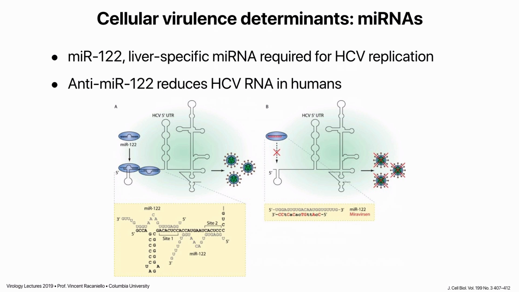And there's a drug that's been developed called miravirsen, which is complementary to miR-122. And this basically binds to miR-122, hybridizes, and prevents it from binding to the viral genome, so it blocks virus replication. And that's been through clinical trials in humans and shown to be effective in resolving hepatitis C. So in a sense, this is a virulence determinant. It's a permissivity determinant, right, because it's involved in post-receptor interactions.